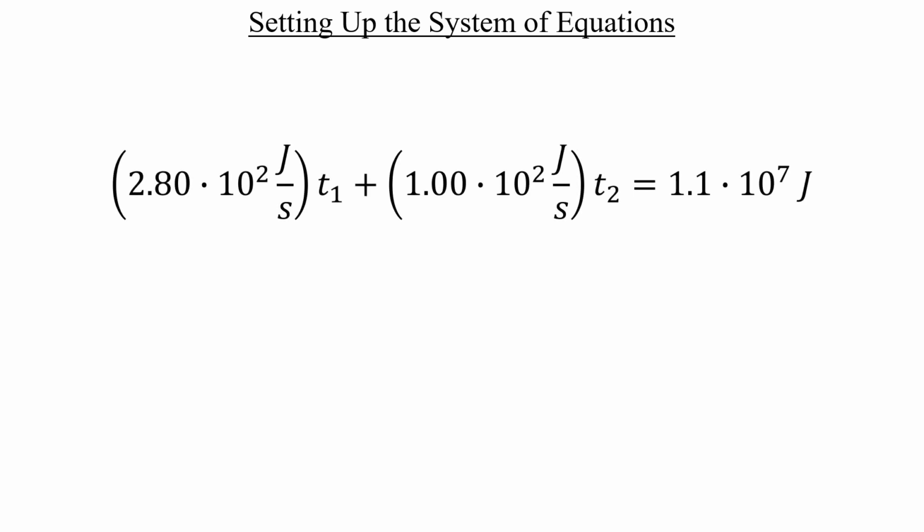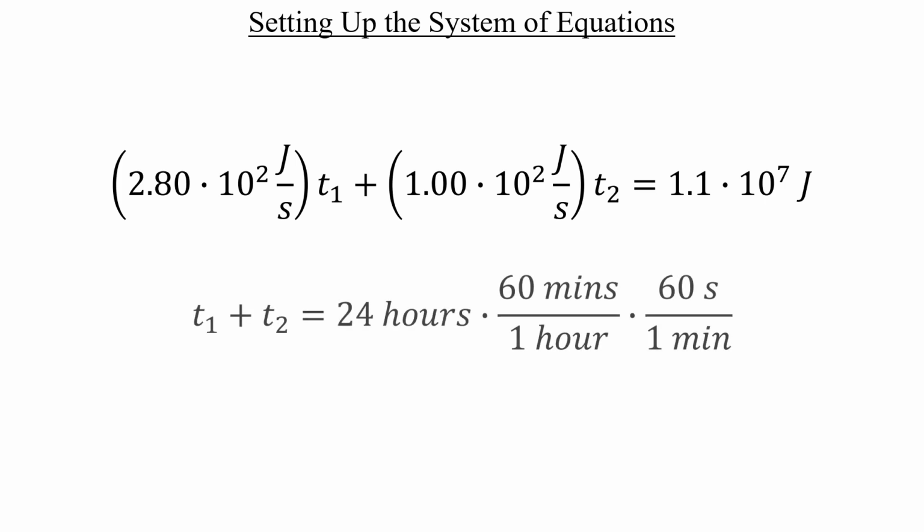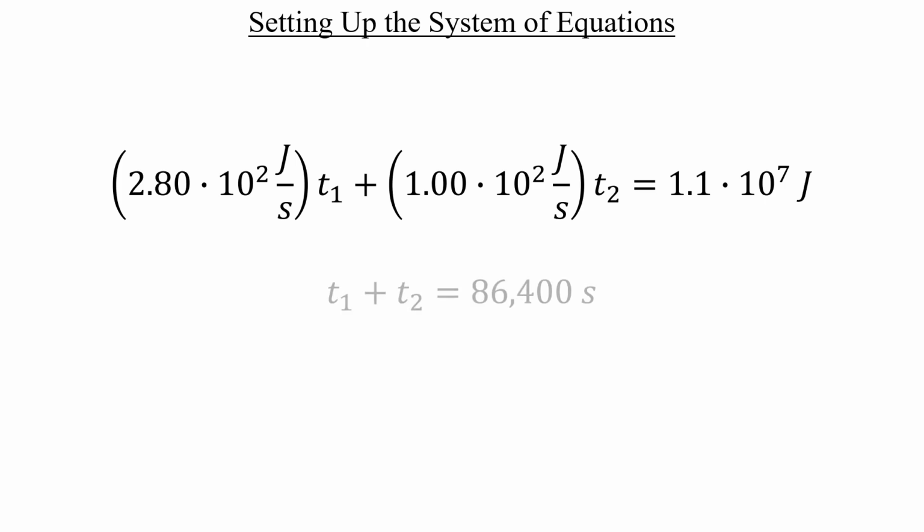The second equation will relate the two different times to the total amount of time in a day. However, hours is not a helpful quantity here. We can't take joules per second and multiply it by hours to get joules out. What we'll need to do is convert 24 hours to seconds in order to make that multiplication consistent. So if we take 24 hours and multiply it by 60 minutes per hour to eliminate the hours units, and then multiply that by 60 seconds per minute to eliminate the minutes units, we'll get the final result in seconds.